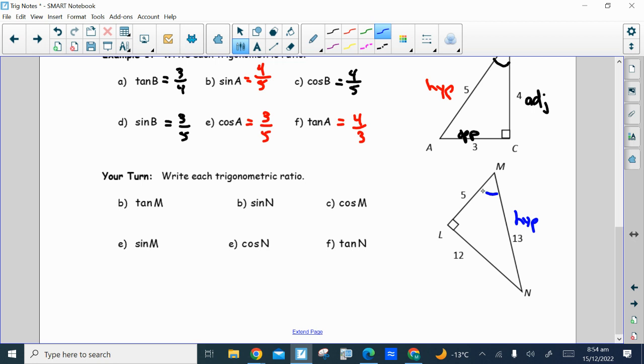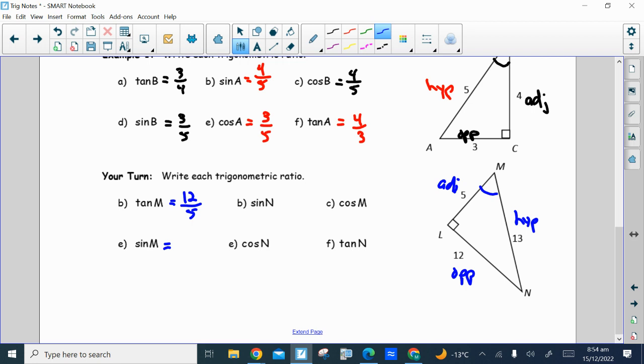So if we started with angle M, the side across from that is the opposite. The hypotenuse is always across from the right angle. That never changes. The third side is the adjacent. So the definition of tangent is its opposite over adjacent. In this case, that'll be 12 over 5. So we'll do all three ratios for angle M first, and then we'll switch and do angle N.